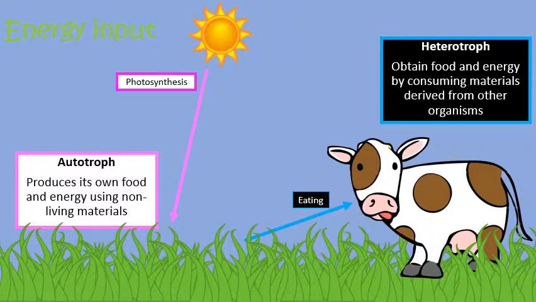An example in this image is the grass here, which uses the sun's energy through photosynthesis to create its own food. Heterotrophs, on the other hand, obtain food and energy by consuming materials derived from other organisms. They usually consume or eat this, and in this example here we have a cow which is eating the grass.